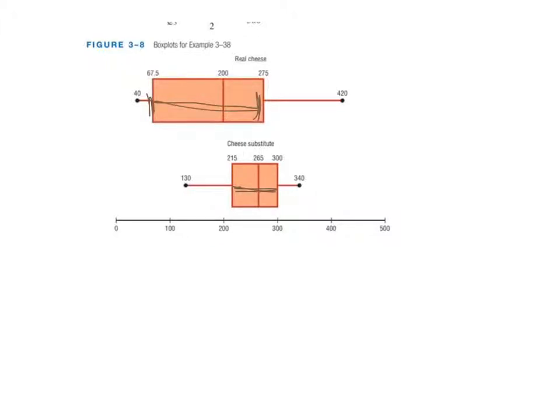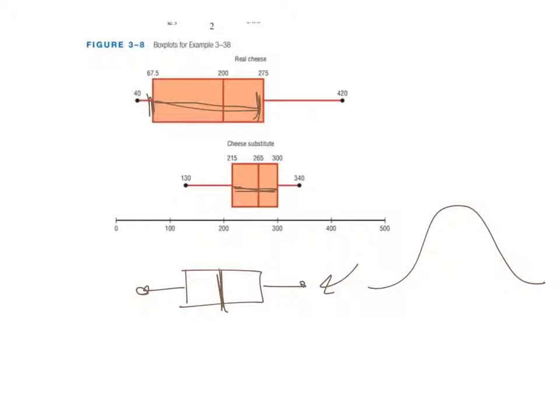This makes a symmetric distribution. If they are even on both sides and the median's in the middle, you end up with a symmetric distribution. When they're not even on both sides, then you end up getting more of a skewed distribution like that.